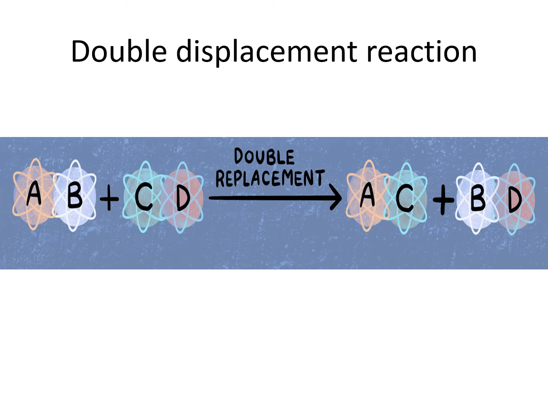Now coming to double displacement reaction. Let's look at the representation. AB plus CD gives AC plus BD. The number of reactants and the number of products are the same. The only thing that is happening is here, instead of one element taking the place, two elements are changing their places. That is why the word double displacement. Here, C is taking the place of B and B is taking the place of C. Because two elements are exchanging their places, that is why this is called as double displacement reaction.